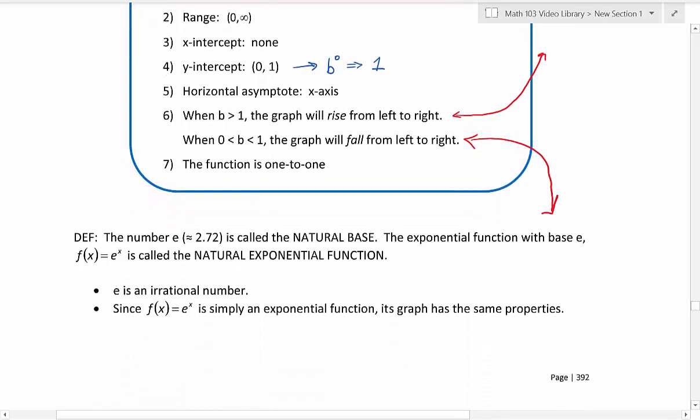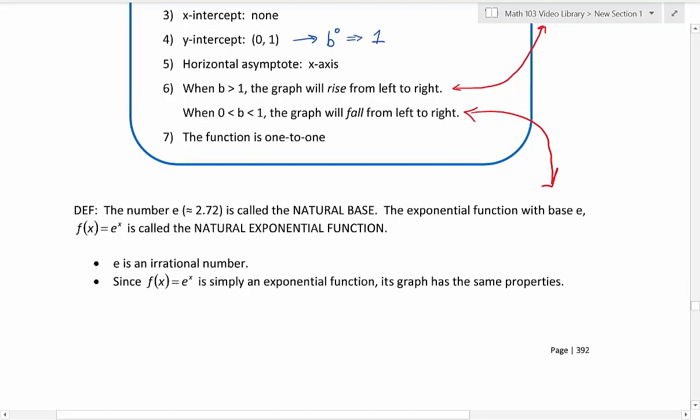We have a special number when we start talking about exponential functions. The number e is called the natural base. e is an irrational number like pi that shows up all over in math and in nature. So e is approximately 2.72. The exponential function with base e, which is written f of x equals e to the x, is called the natural exponential function. This is such a popular function that you even have an e to the x button on your calculator.